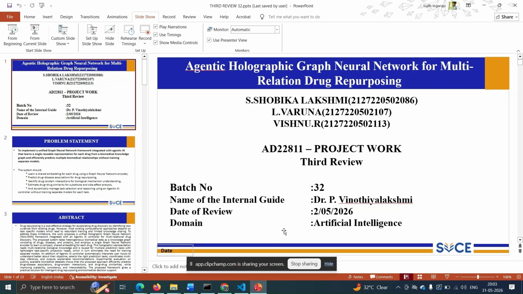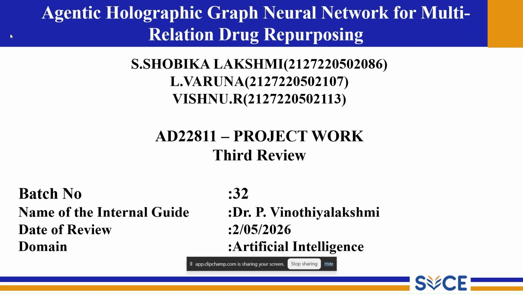Okay, so basically, this is our project. It's an agentic holographic GNN for multi-relational drug repurposing. We are using graph neural networks because medical data is very huge, and we need to find each and every relation when it comes to medical. So we are using a graph neural network, which is way stronger than any other neural network or ML algorithm.